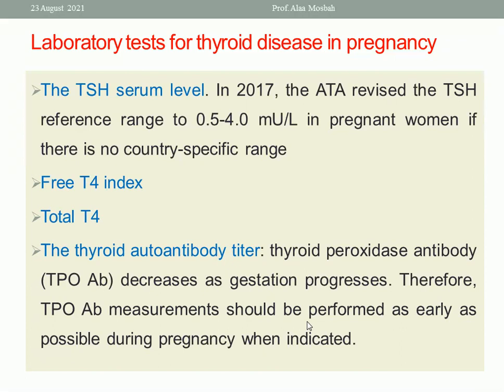So many studies coming from different countries, from Europe, from Asia, from Africa, from the USA, report different normal range levels during the first trimester. So if you have a country-specific range, fix yourself to it. Then free T4 index is important also. Total T4, and the thyroid autoantibody test, called thyroid peroxidase antibody, TPO antibody, decreases as gestation progresses. Therefore, TPO antibody measurements should be performed as early as possible during pregnancy when indicated.